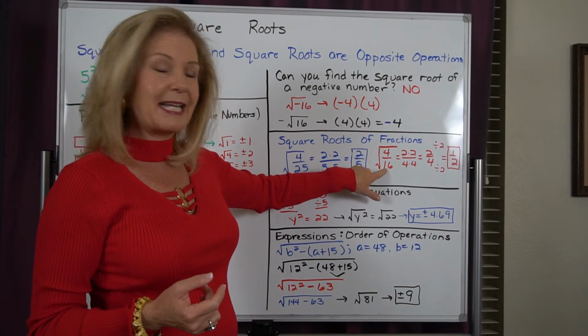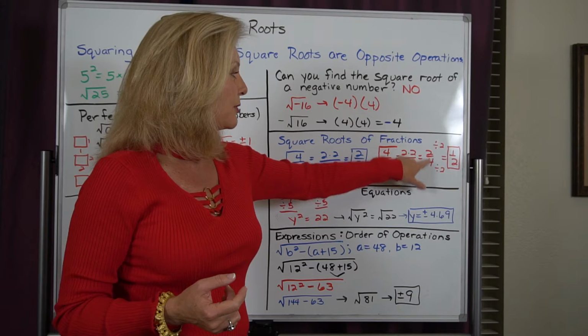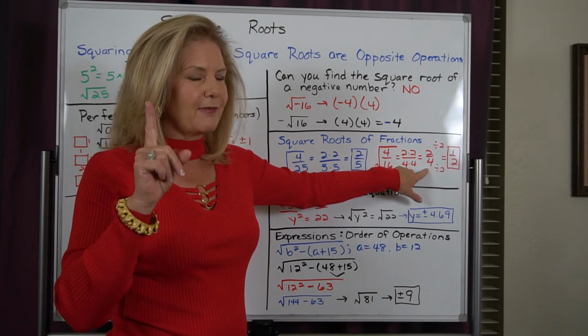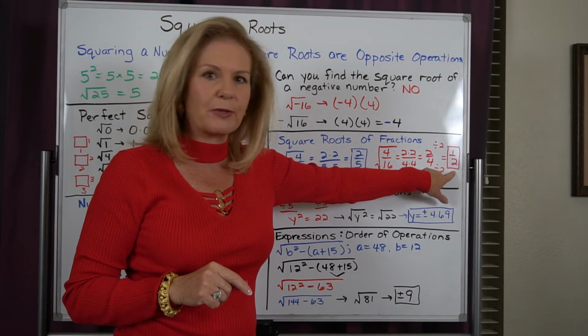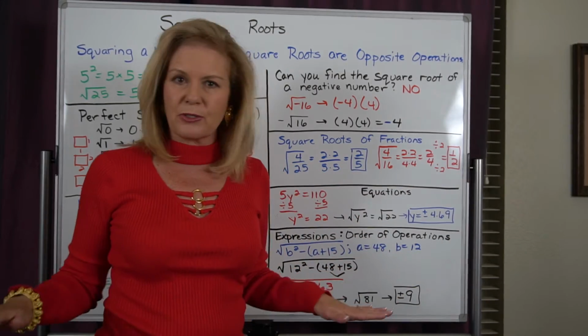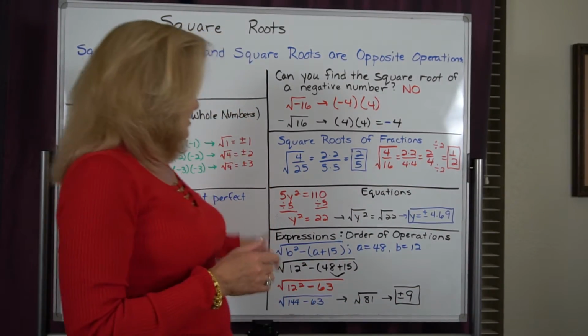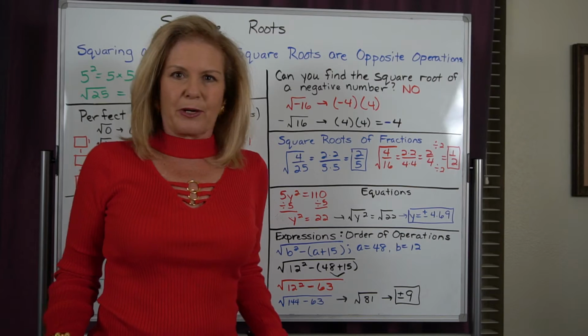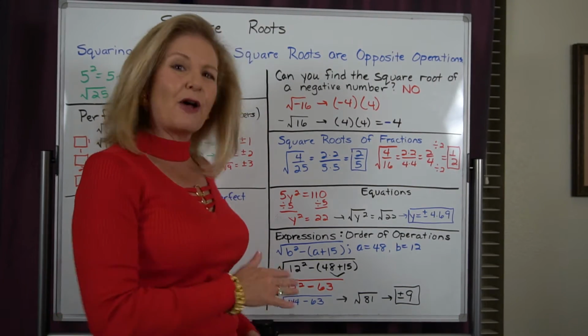So the square root of 4/16 would be 2/4. But if it's a fraction, remember we have to reduce to lowest terms. So all those rules of fractions remain. So then it takes us to, well, we can have square roots with equations, and we solve them just like we do any other equation.